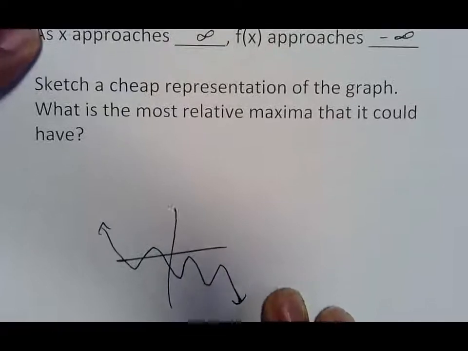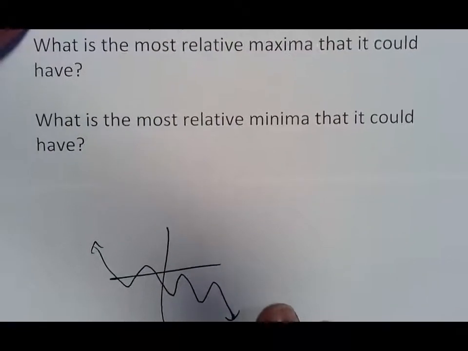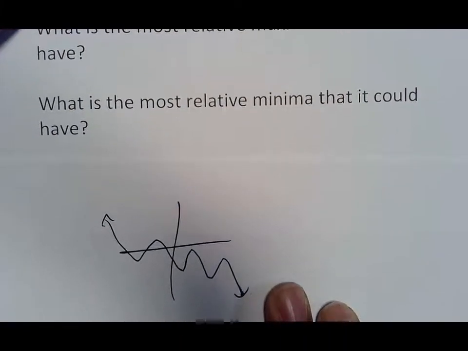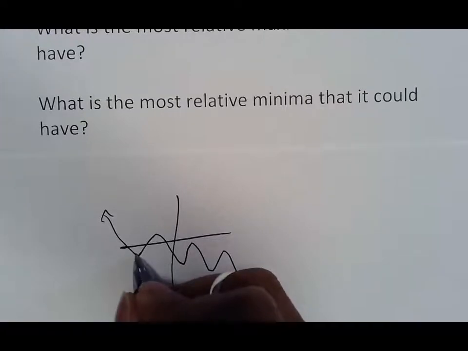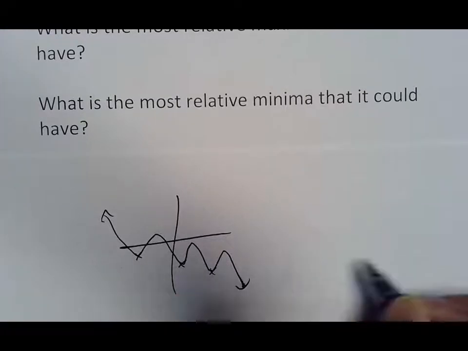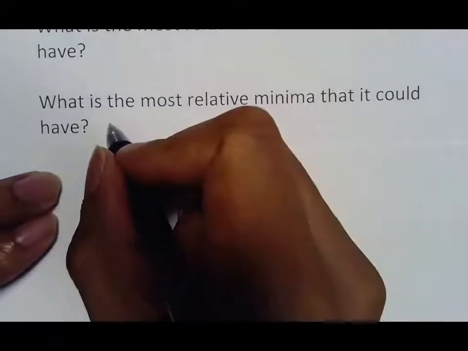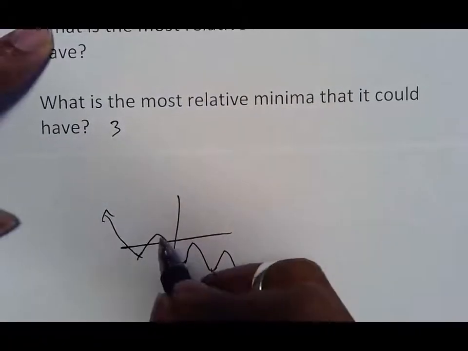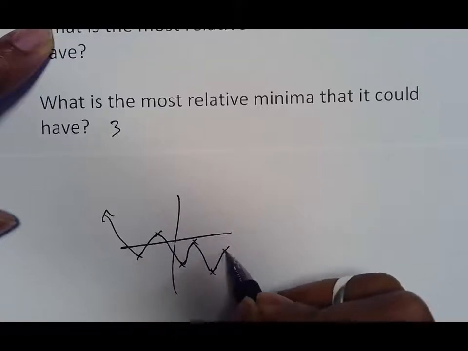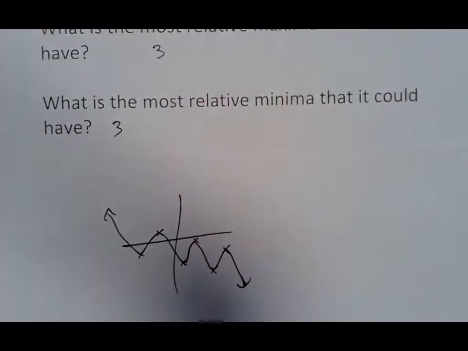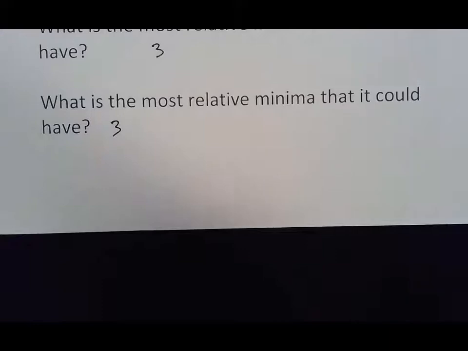There's your representation. What is the most relative minima that it could have? Again, minima are at the low end, so 1, 2, 3. No, I'm sorry, I guess that is 3. Maxima is the other one. 1, 2, 3. And there we go.